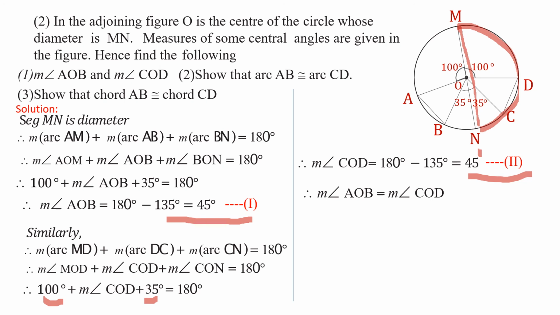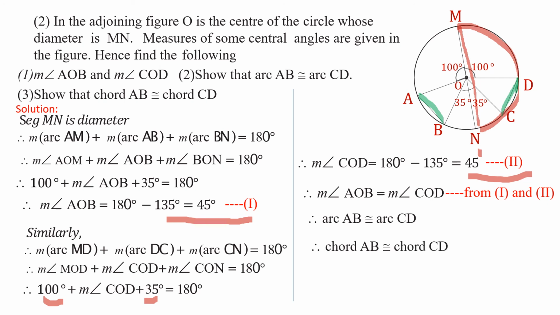If angles are equal, then their corresponding arcs are congruent. This is from 1 and 2. Therefore, arc AB is congruent to arc CD. When arcs are congruent, then their corresponding chords are congruent. This is a relation between the chord and the arc. So write down, therefore chord AB is congruent to chord CD.